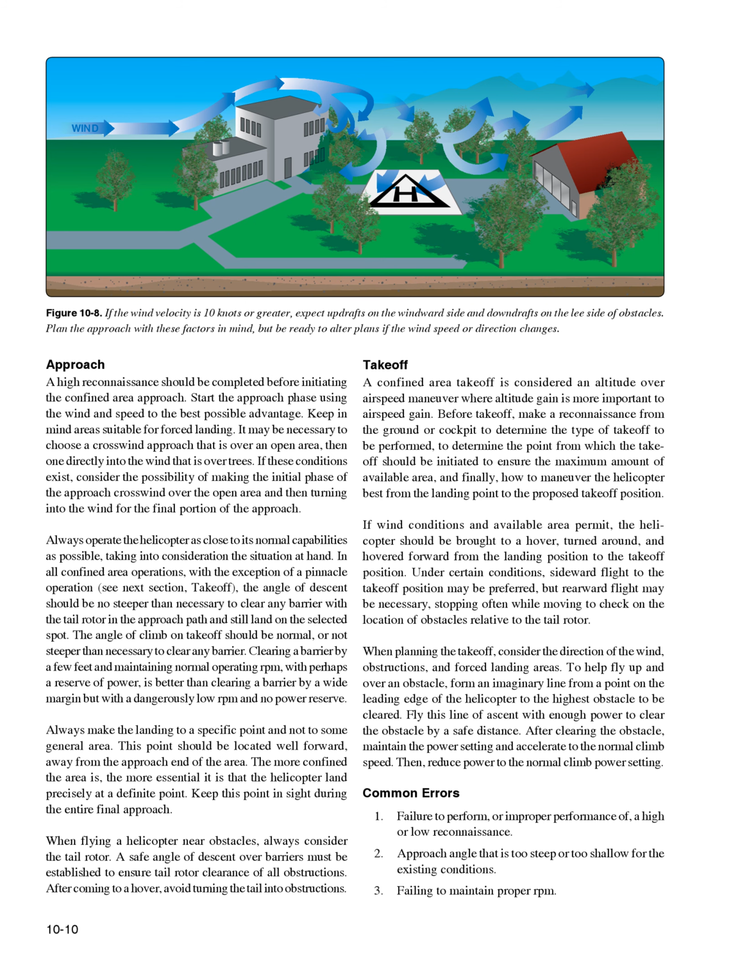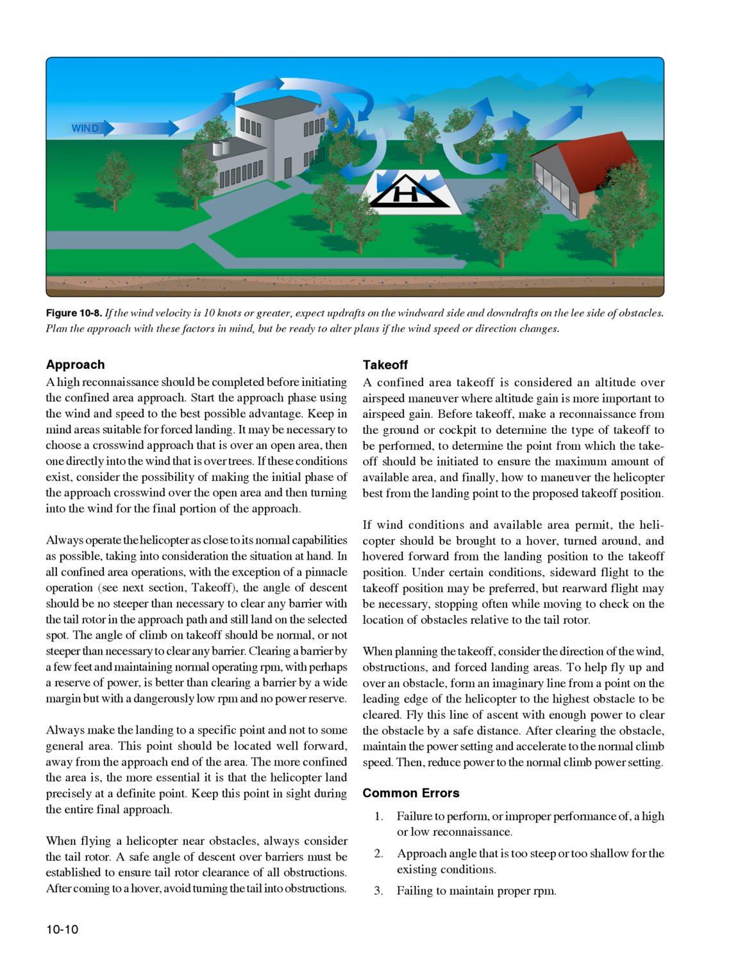Always make the landing to a specific point, not to some general area. This point should be located well forward, away from the approach end of the area. The more confined the area is, the more essential it is that the helicopter land precisely at a definite point. Keep this point in sight during the entire final approach. When flying a helicopter near obstacles, always consider the tail rotor. A safe angle of descent over barriers must be established to ensure tail rotor clearance of all obstructions. After coming to a hover, avoid turning the tail into obstructions.